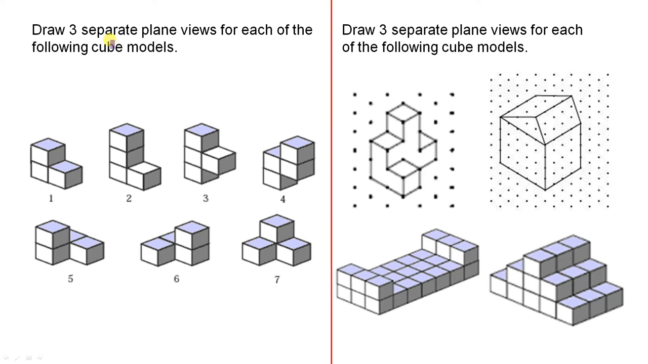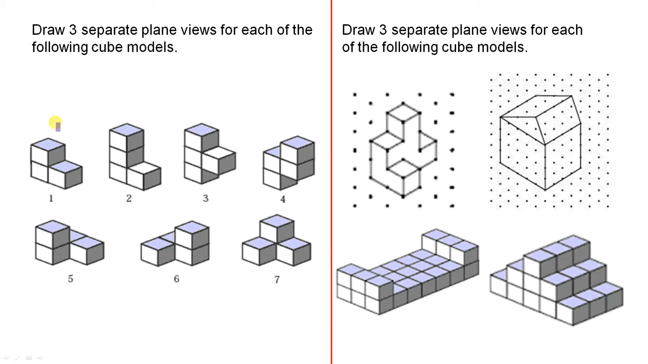So here we're asked to draw three separate plane views for each of the following cube models. We discussed in the lesson how this is very popular, for example, when architects draw a house. They definitely have different views of the house, a front view, a side view, a top view, etc. That allows the builder to build a house.